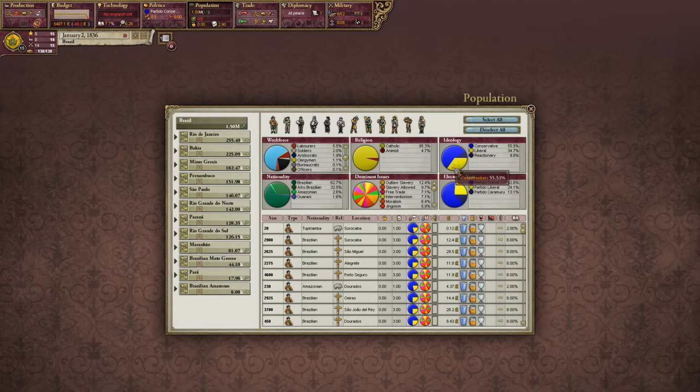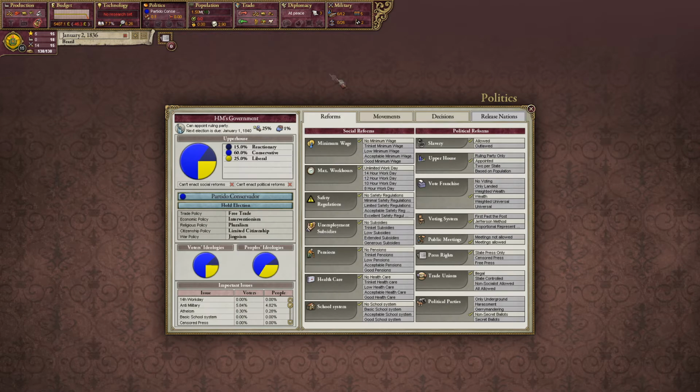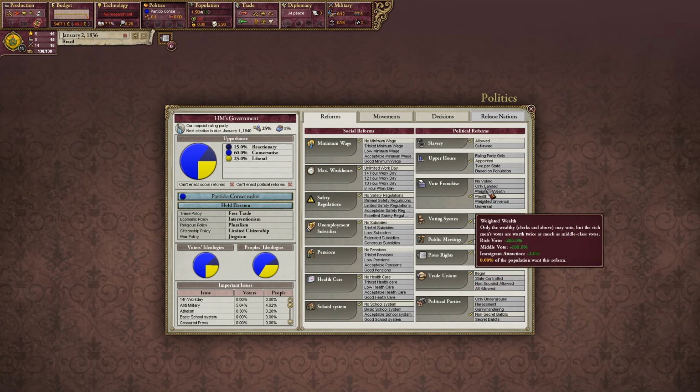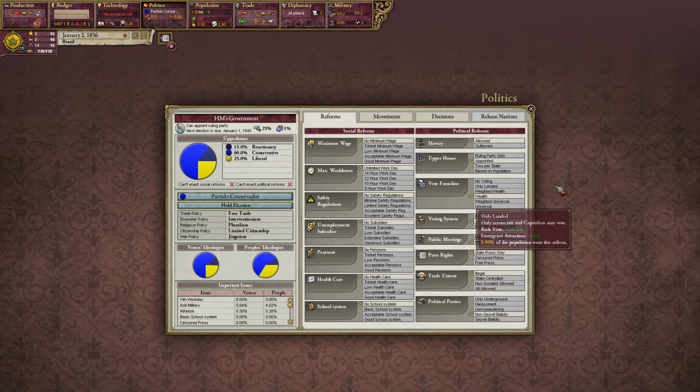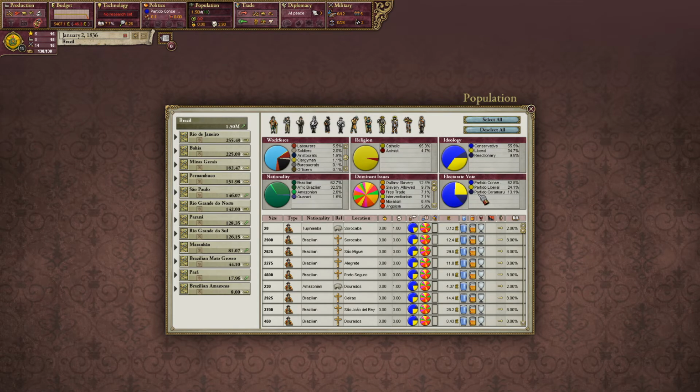Now, if you notice, the ideology here is different from the electorate vote. And if we go over here to the politics tab, depending on your voting franchise and your voting system, that's going to vary. So if you have only landed, then even if 99% of your population is liberal, if all of your aristocrats are conservative, your electoral vote is going to be majority conservative.